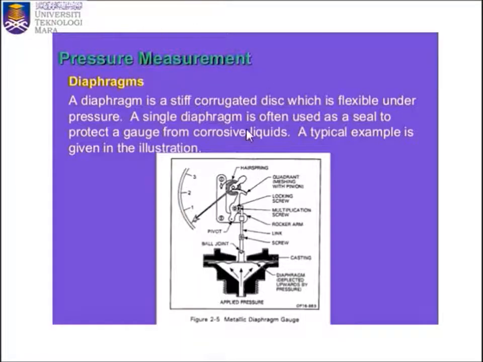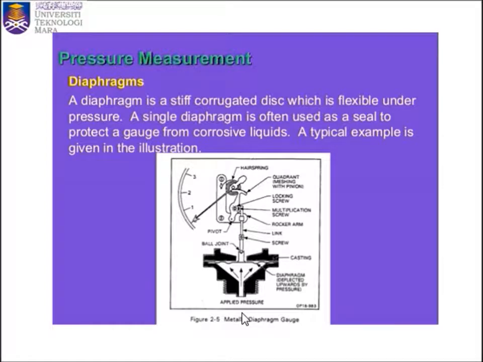Pressure measurement. Diaphragms. A diaphragm is a stiff corrugated disc which is flexible under pressure. A single diaphragm is often used as a seal to protect a gauge from corrosive liquid. A typical example is given in the illustration. So this is the example of a metallic diaphragm gauge. The diaphragm is located here.